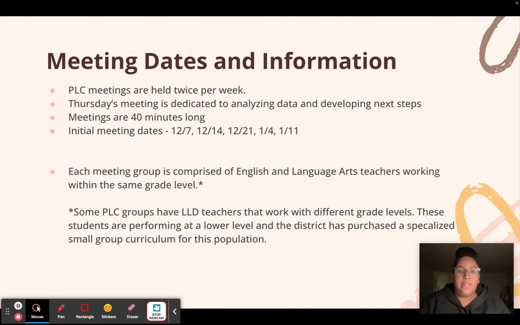Each meeting group is comprised of English language arts teachers who work within the same grade level. Now, there are some instances where we have special education teachers who are working with a self-contained population, which is our LLD students. They might not be meeting with their grade level because those teachers teach more than one grade level.